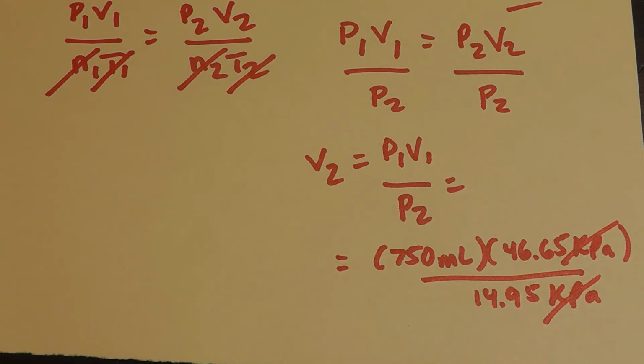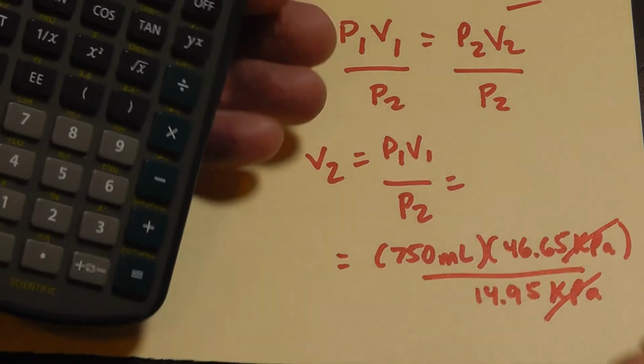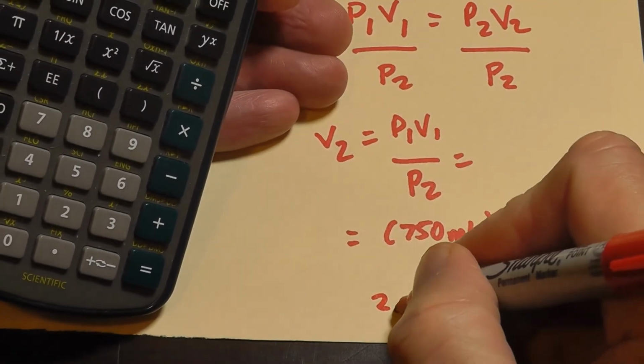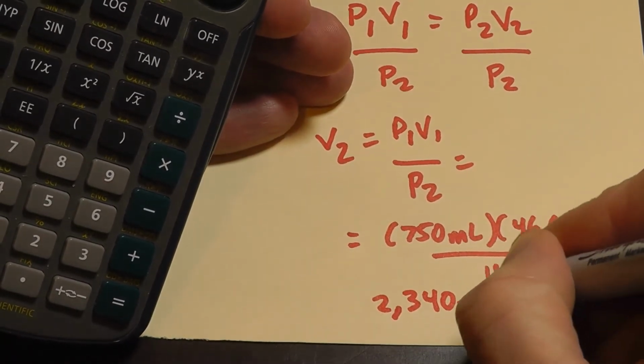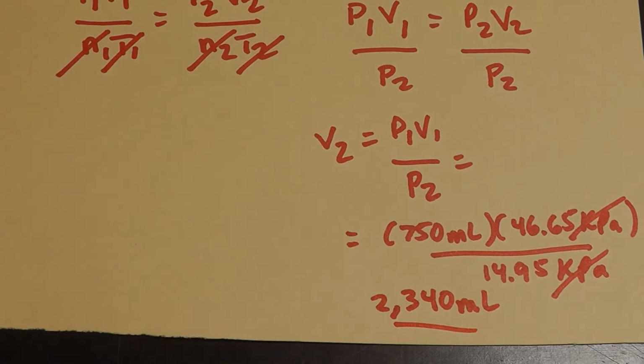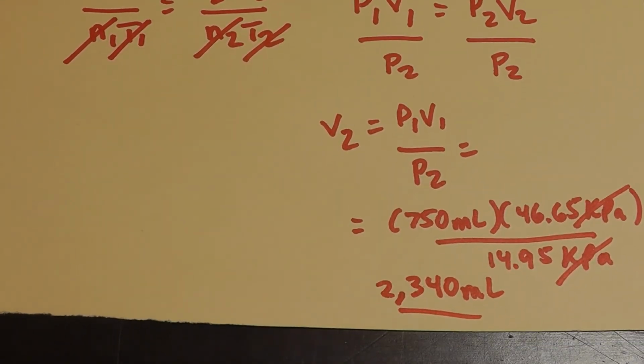And so divided by 14.95. Everything is in 3 or 4 digits. I get on my calculator 2,340 milliliters. And actually, since there's a 0 at the end, I could go ahead and leave it there. That's about 3 significant figures. All right. So there you go.